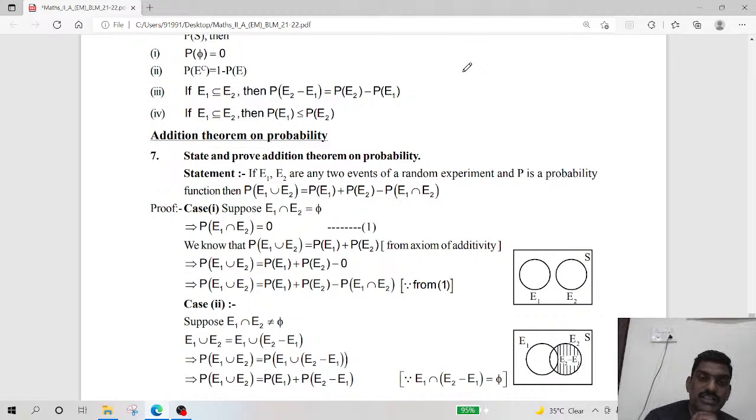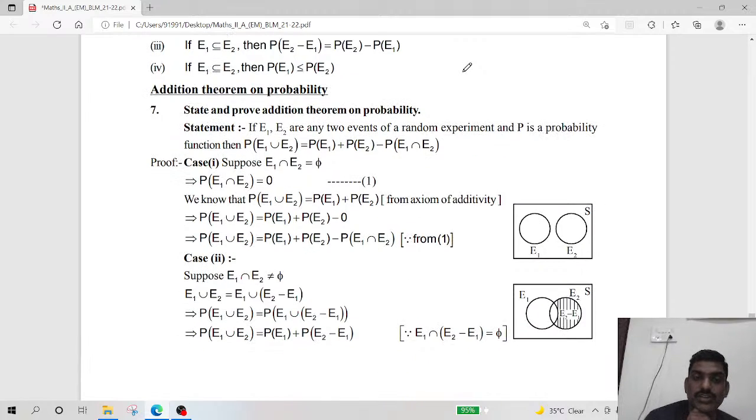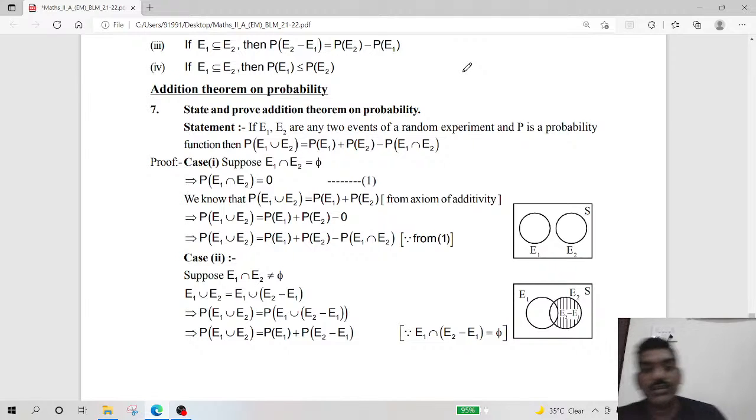Then let us take E1 intersection E2 is equal to phi. Then P of E1 intersection E2 is equal to 0. So P of E1 union E2 is nothing but P of E1 plus P of E2. Second case, where there is a common part, meaning E1 intersection E2 is not phi. Then E1 union E2 is E1 union (E2 minus E1). So P of E1 union E2 is equal to P of E1 plus P of E2 minus E1.